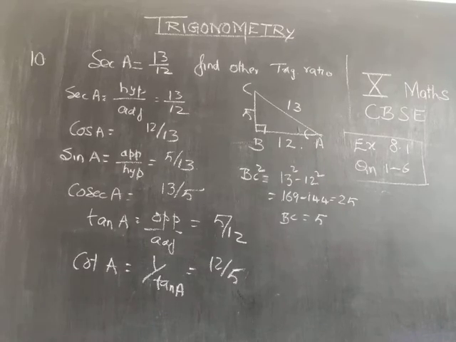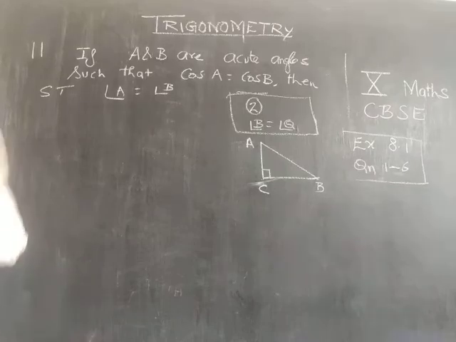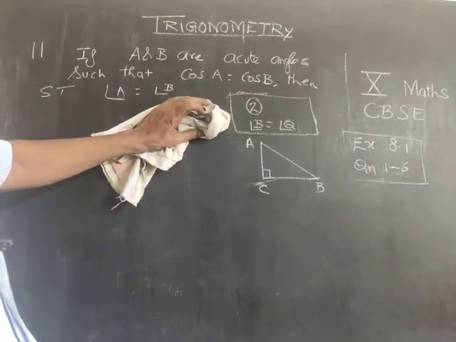Question number 11. You are given angles A and B are acute angles such that cos A equal to cos B. Then show that angle A equal to angle B. Just recollect question number 2, that is your example 2, where it is given that two triangles, an angle of one triangle is given as equal to an angle of another triangle, that is angle B equal to angle Q. So we have proved the two triangles are similar, and from that similarity we proved that the angles are equal.